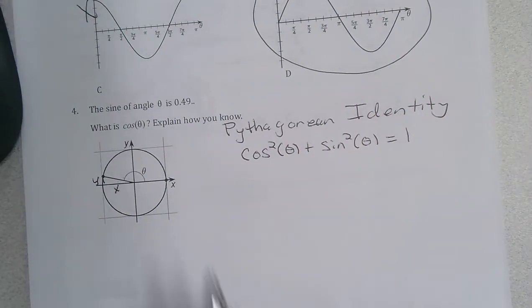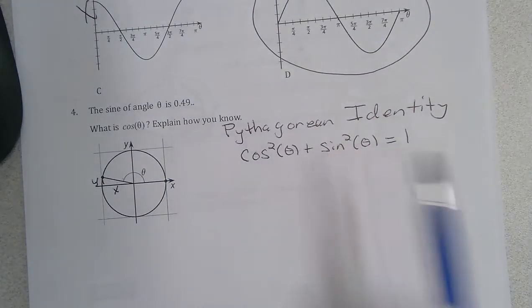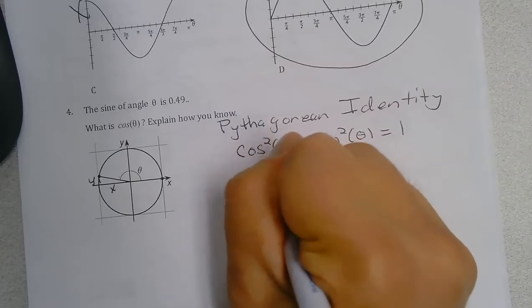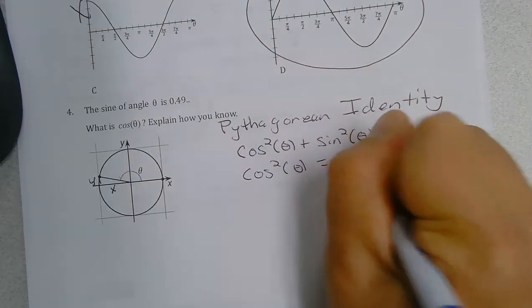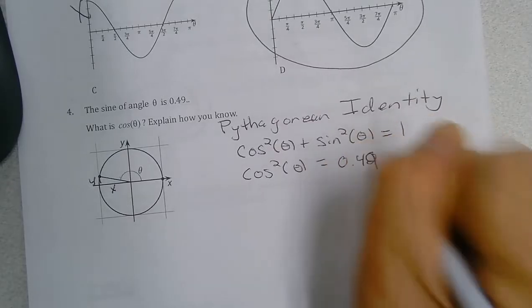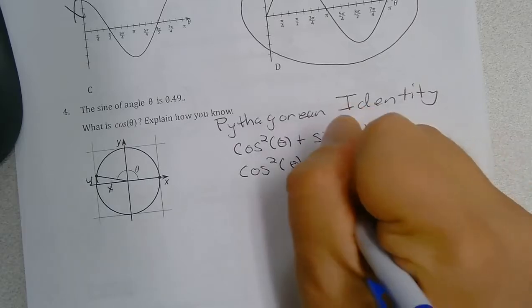So that equals 1. So we know the sine is 0.49. So we have to square that. So we'd write the cosine squared of theta is equal to 0.49. And I almost wrote 0.42 there, equals 1. And then let me change that to a plus.